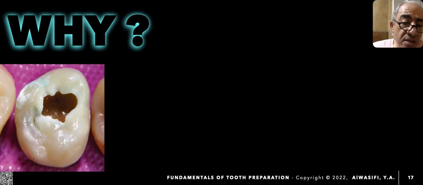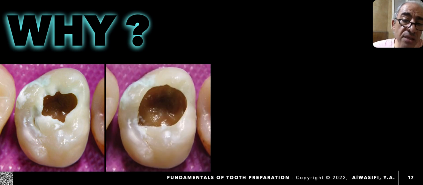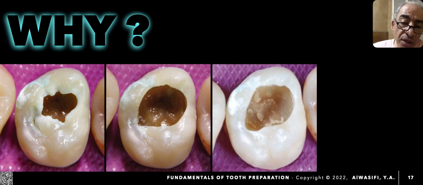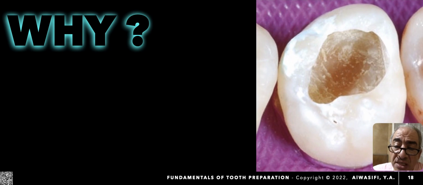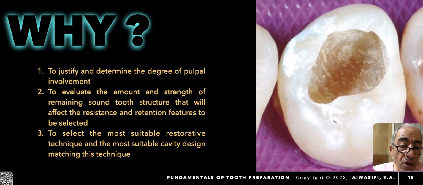If you imagine this is an extensive carious lesion, in such a case, you will design the outline form like that. This is the initial outline form, and number 2, you should remove all defective restoration to evaluate the following. Number 1, this will be the final restoration, and you need to justify and determine the degree of pulpal involvement. How could I design resistance, retention, convenience, and when I come to the removal of remaining carious dentine, I may discover that the pulp is involved, or the carious lesion is already exposing the pulp.